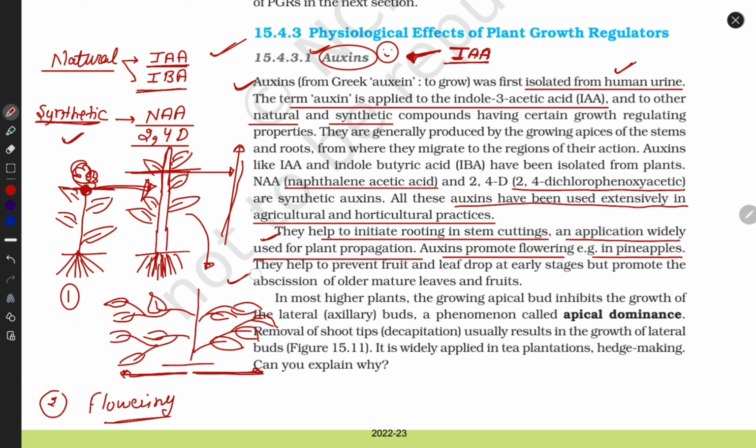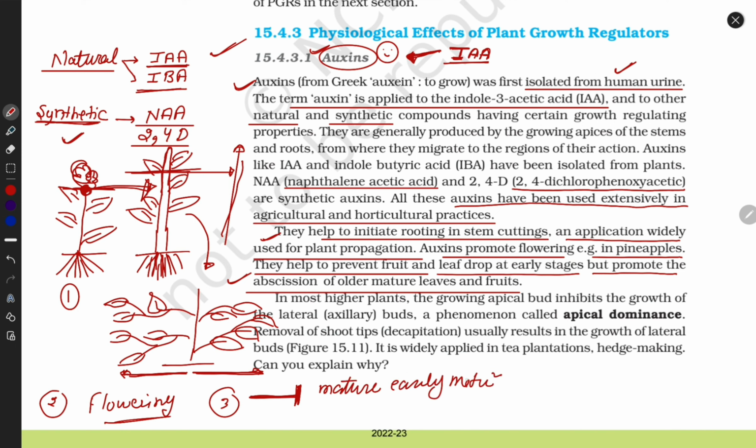Next, they prevent fruit and leaf drop at an early stage, but promote the abscission of older mature leaves and fruit. What do they do? They inhibit early maturation of fruit and leaf. They prevent it, meaning they do not let it get old.